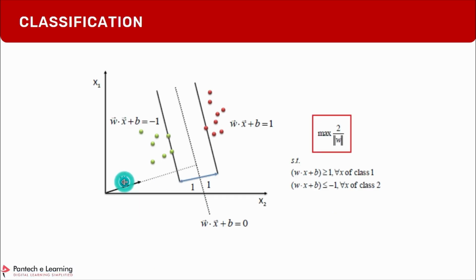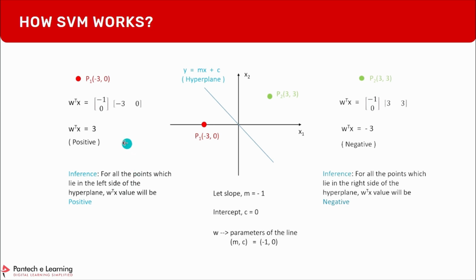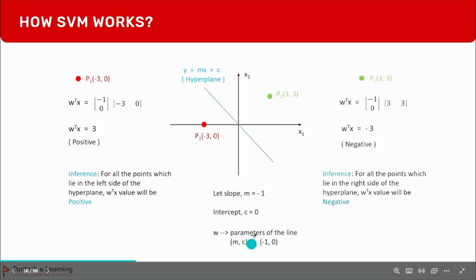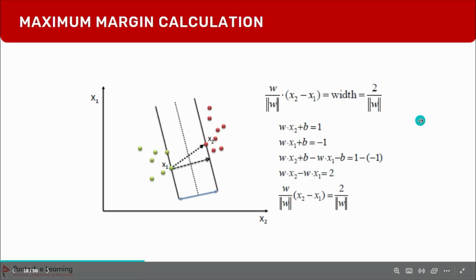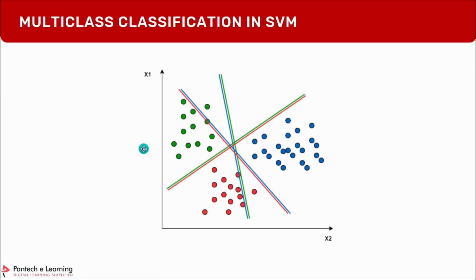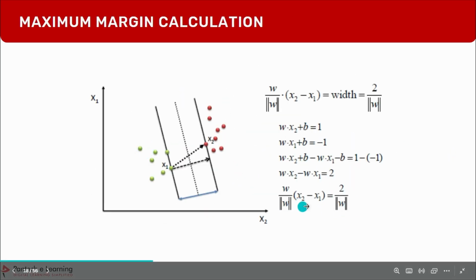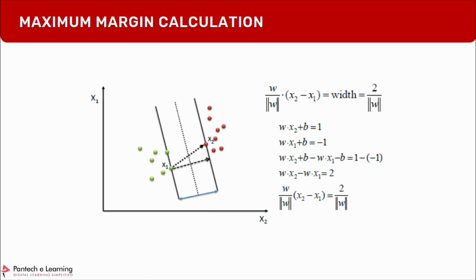And you know the W values, right? What is the W value? It is nothing but your intercept and slope values, the M and C values. So the line which gives the highest value of 2 divided by this magnitude will have the maximum margin, and that is chosen as the best fit. That is the math behind our support vector machine classifier.